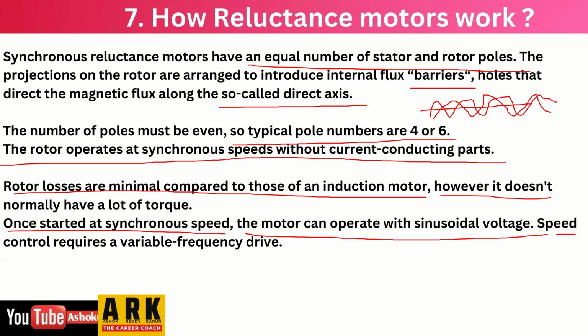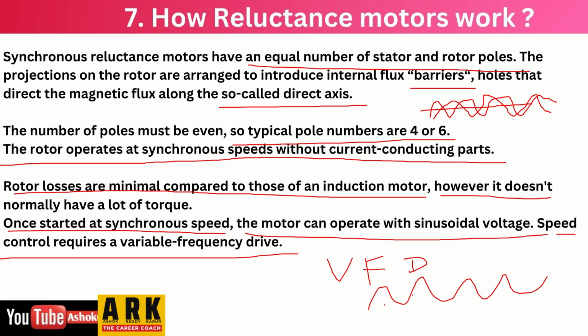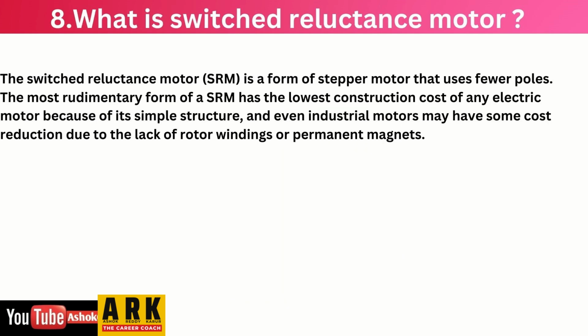The speed control requires a variable frequency drive, as I explained about VFD. So it requires a VFD to control. Then you can control the sinusoidal waves. If you want less speed, you can reduce the current. If you want more speed, you can increase the current. Okay. So what is the switched reluctance motor?